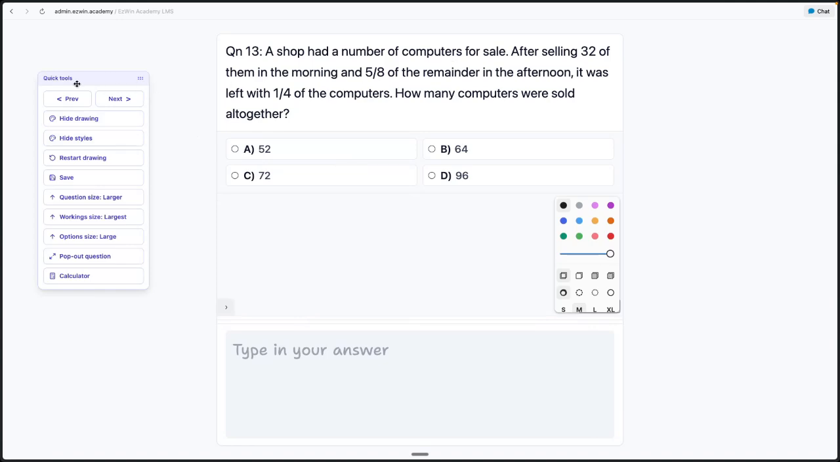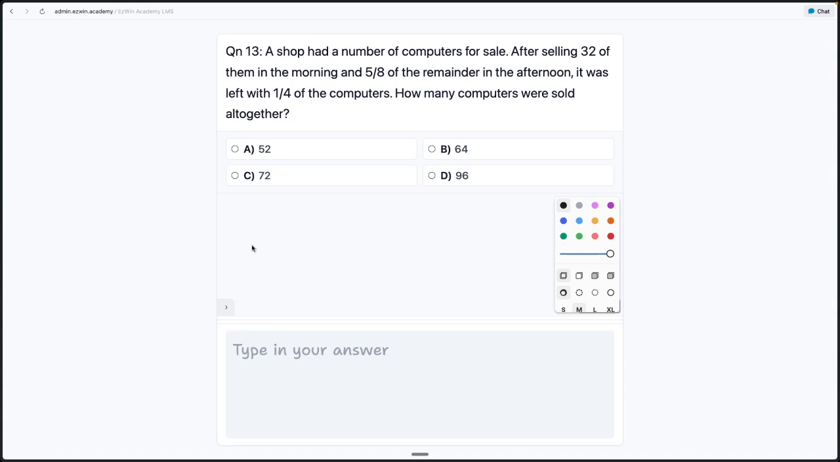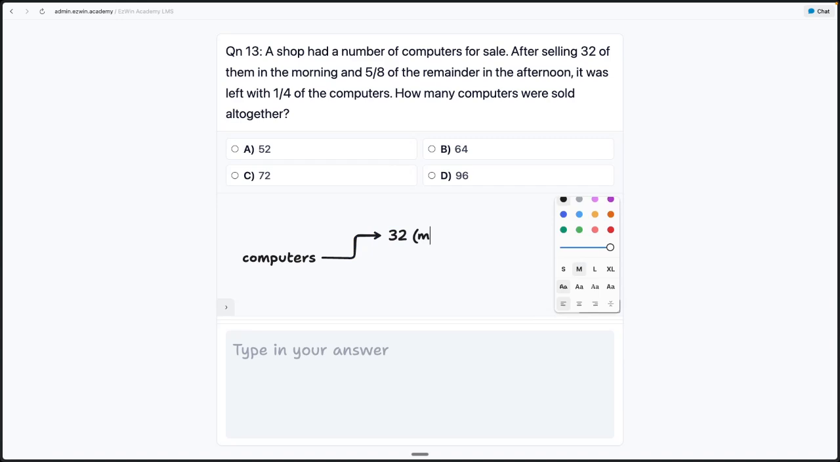Okay, so we have some computers over here. I'm going to use this thing called the branching method. Same thing, I will show it inside the blog itself. So we have computers, and we sold how many? 32 computers. That's what you see over here. So this is what we sold in the morning.